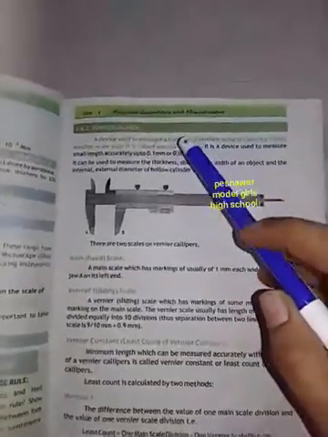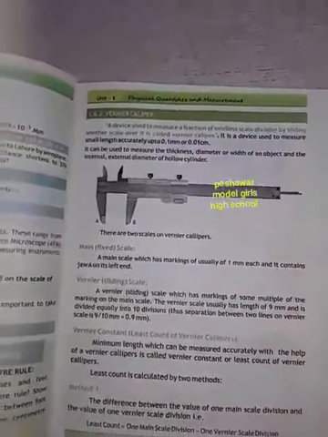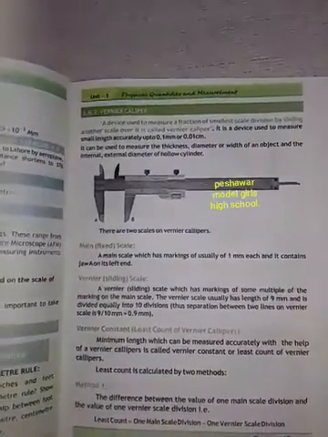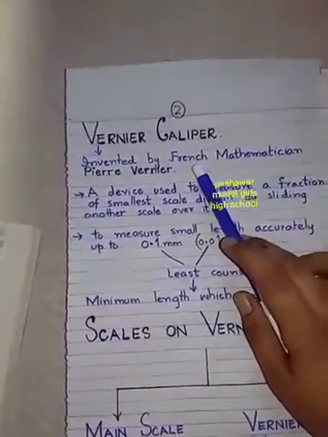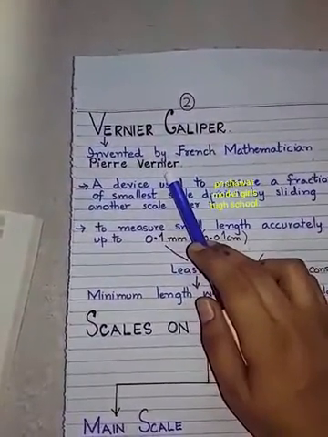The measuring device which is given in your book on page number 15 is the vernier caliper. Okay, what is a vernier caliper, girls? The vernier caliper was invented by a French mathematician known as Pierre Vernier.